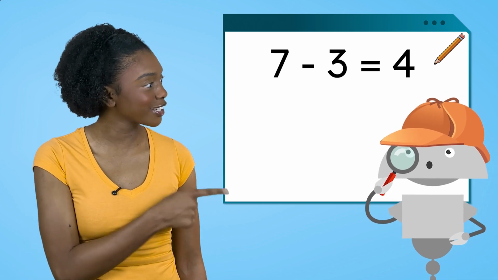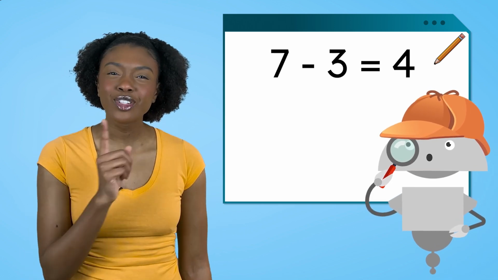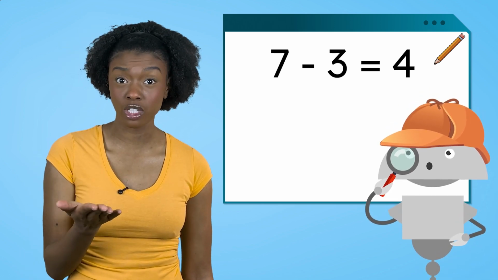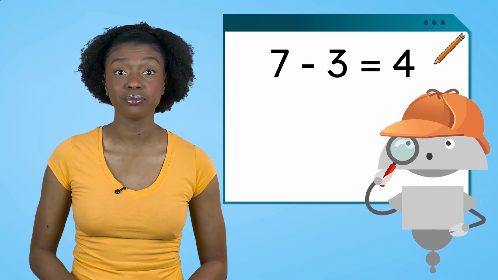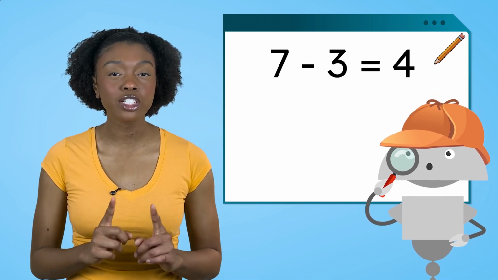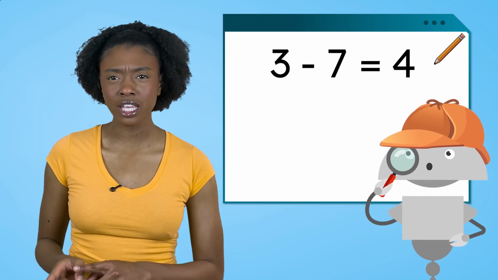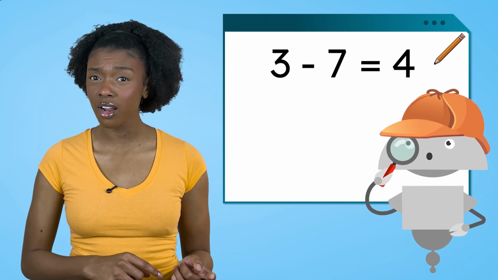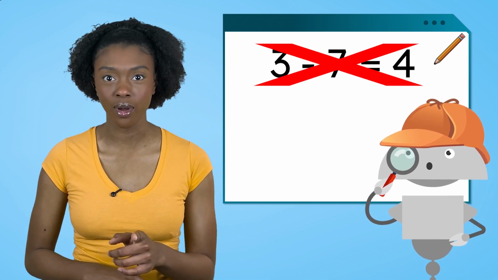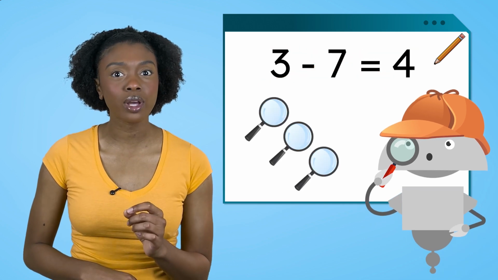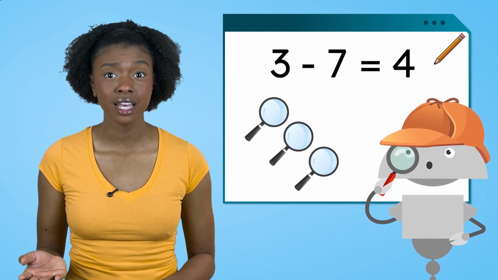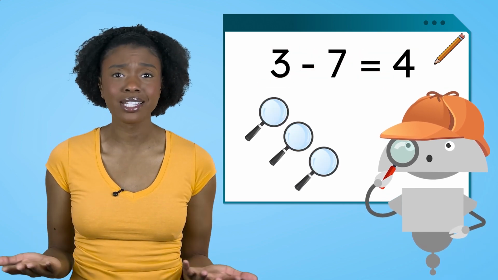Oh, excellent question, Mia. Do you think this works with subtraction too? Let's try it. 7 minus 3 equals 4. So does 3 minus 7 equal 4? No. If Mia starts with 3 magnifying glasses, she doesn't have enough to take away 7.